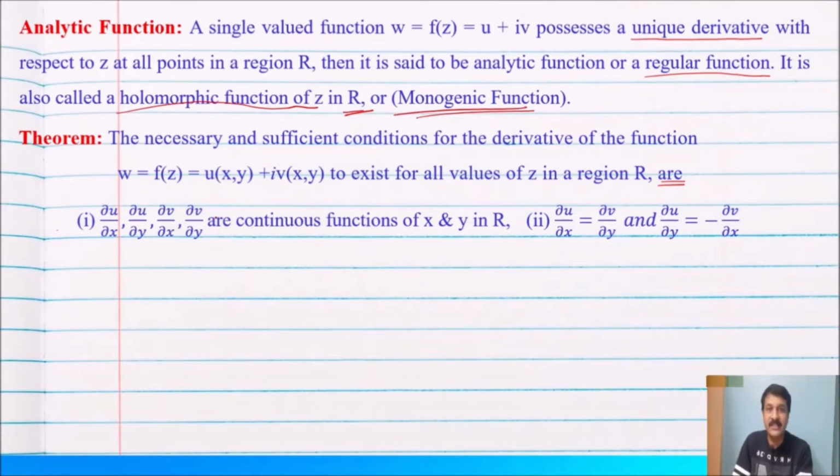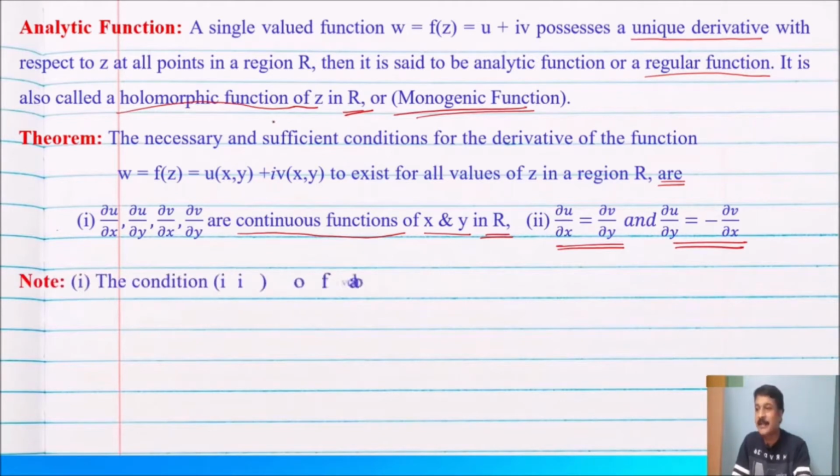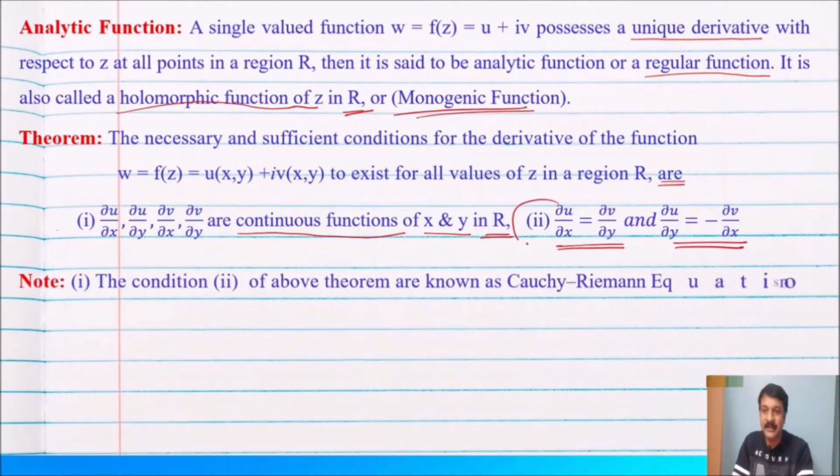It means all partial derivatives of u and v with respect to x and y are continuous functions of x and y in the region R. And second, that ∂u/∂x equals ∂v/∂y, and ∂u/∂y equals minus ∂v/∂x. In this theorem, the second condition is known as the Cauchy-Riemann equations, in short C.R. equations.